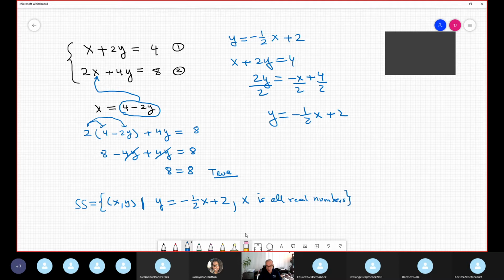Sometimes the book calls this variable free, because all real numbers, it is a free or independent variable. It's the same. Okay, that was the solution by hand using substitution. Okay, now I want to do it using elimination.